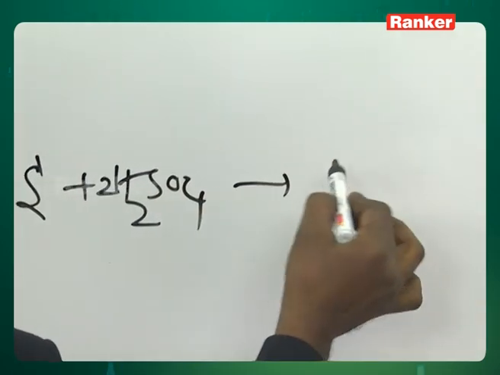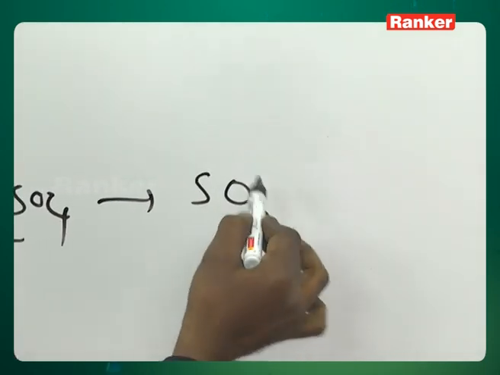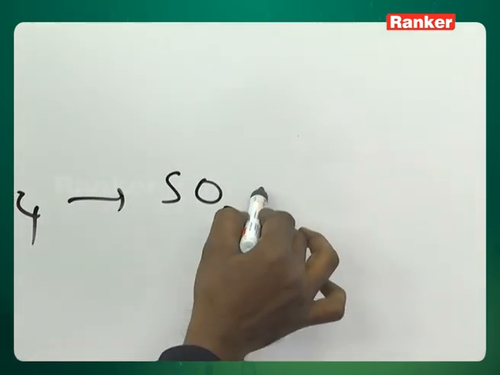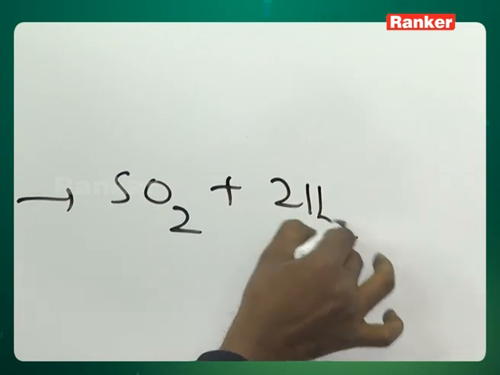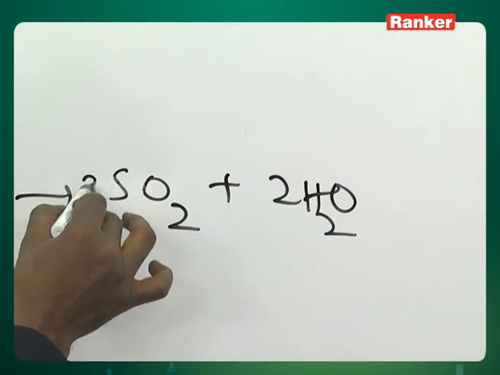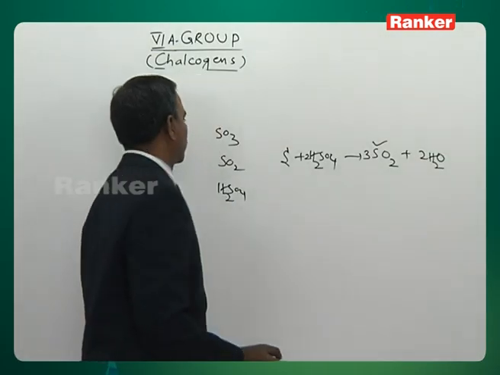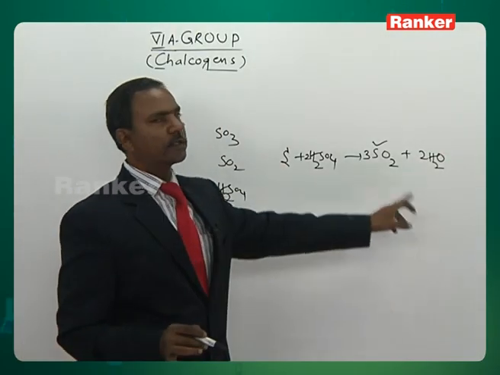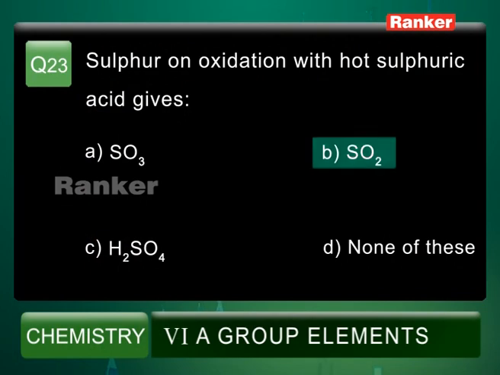Then you are getting sulfur dioxide, followed by 2H2O. You get 3 sulfur dioxide here. So sulfur with sulfuric acid gives what? Sulfur dioxide. Therefore, the answer to question number 23 is B.